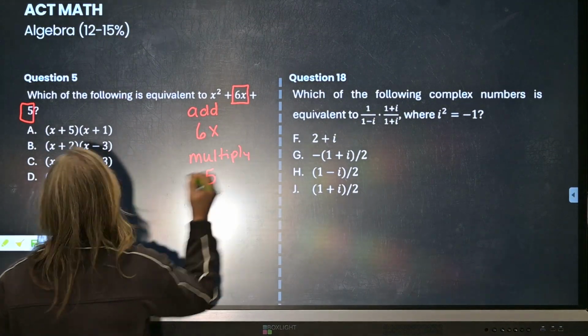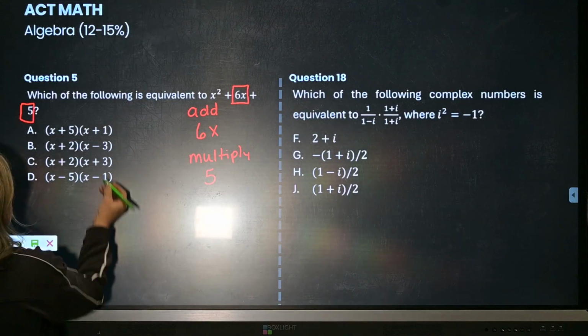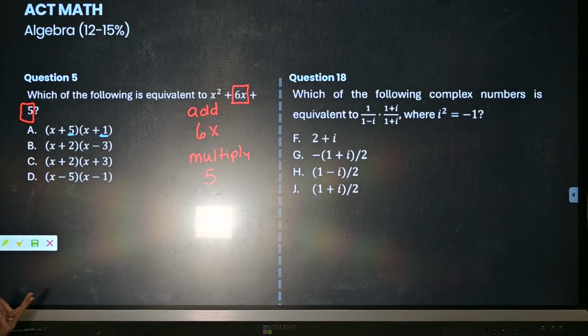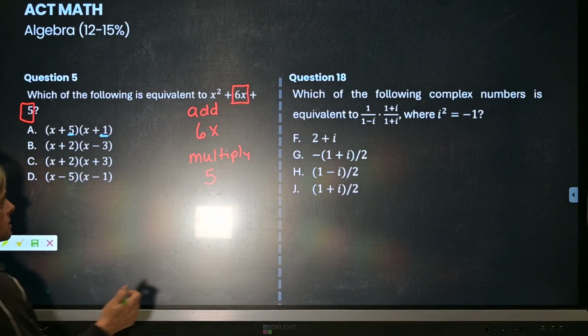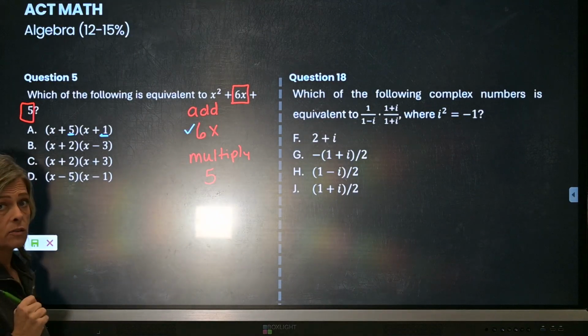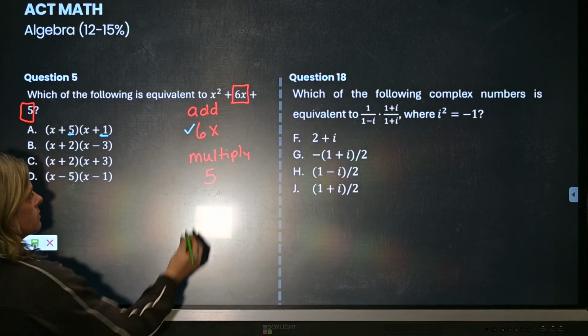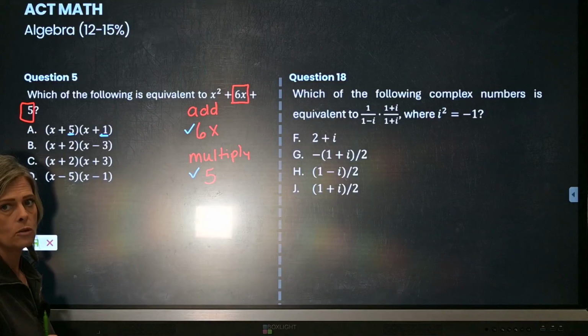And what you're looking at for this is you're actually just looking at the numbers, okay? So like this is 5 and 1. So if I add those together, 5 plus 1 is 6, so that checks, right? And then 5 times 1 is 5, so that checks too.